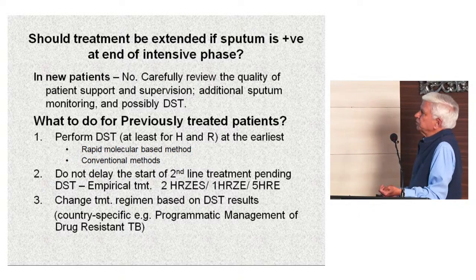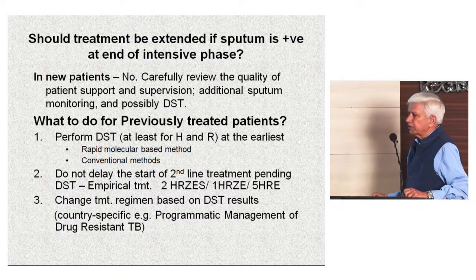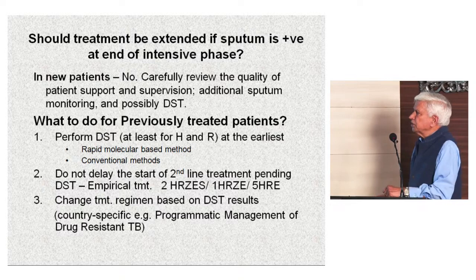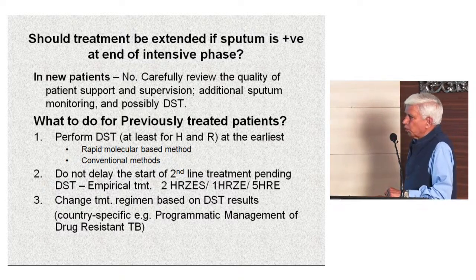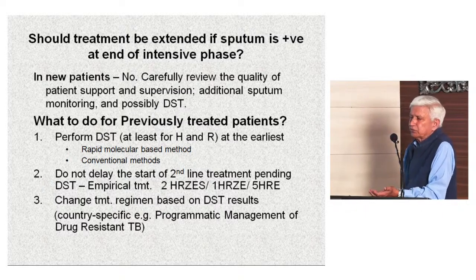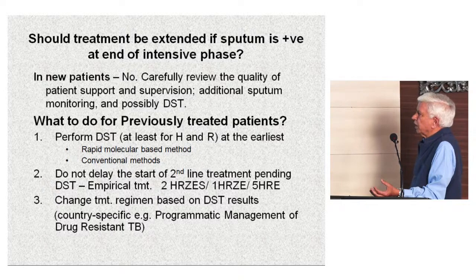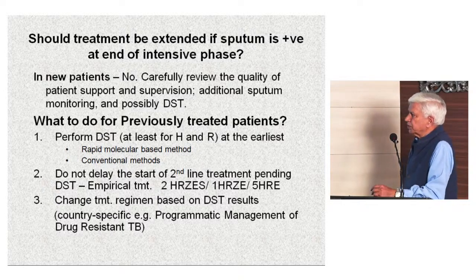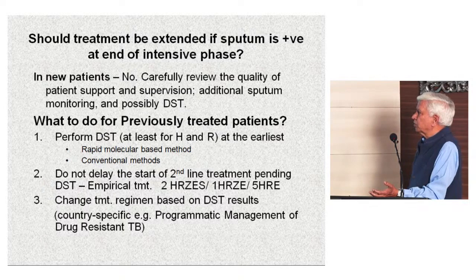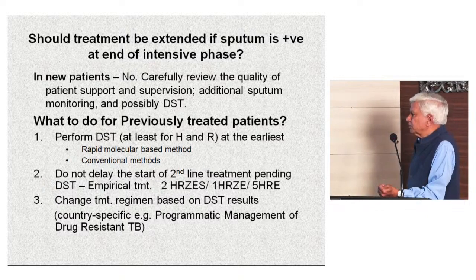This is another important issue: should treatment of tuberculosis be extended if sputum is positive at the end of the intensive phase? The general answer is no, because if the patient has not responded even at 2 months of intensive therapy, then there must be some underlying factor. What is important is to review whether the patient is taking treatment or not, supervision, additional sputum monitoring, and if possible DST, drug sensitivity test. So that's what is done.